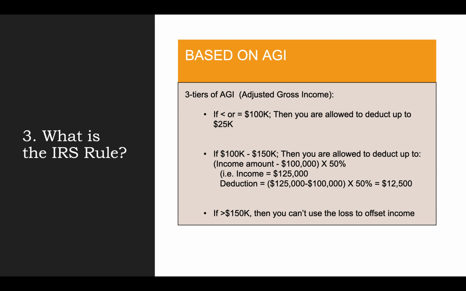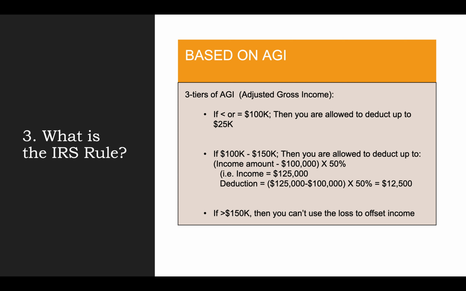and multiply by 50%. For example, if your adjusted gross income is 125,000, you would use the 25,000 multiplied by 50%, which equates to 12,500. Then that is the maximum passive loss you're able to use to offset your earned income. If your AGI is more than 150,000, then you are not able to take any loss at all.